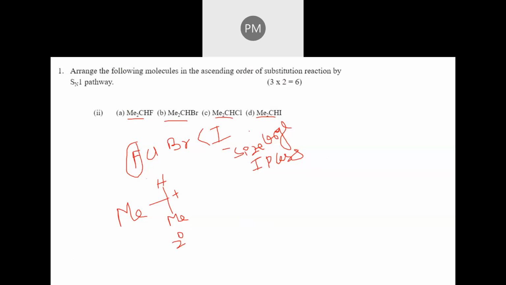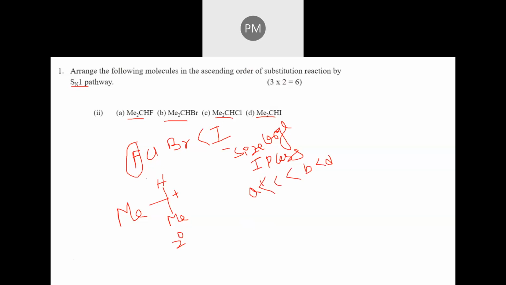So in that compound where the iodide is present, it will favor SN1 better as compared to the ones with fluoride, bromide, and chloride. So the ascending order of the SN1 pathway will be like this: fluoride will be the least one, so A, then the chloride one, C, then the bromide one, B, and then the iodide.